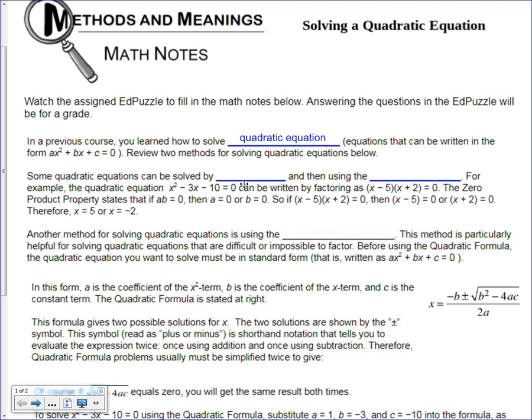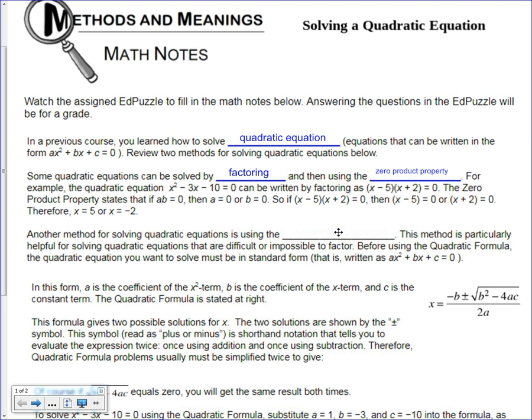Some quadratic equations can be solved by factoring and then using the zero product property. For example, the quadratic x squared minus 3x minus 10 equals 0 can be written by factoring as x minus 5 times x plus 2 equals 0. The zero product property states that if a times b is 0, then a is 0 or b is 0. So we can pull these out to solve for what x would be when it's 0. So x minus 5 equals 0 gives x equals 5. X plus 2 equals 0 gives x equals negative 2. As long as one of our parentheses equals 0, the whole thing is 0.